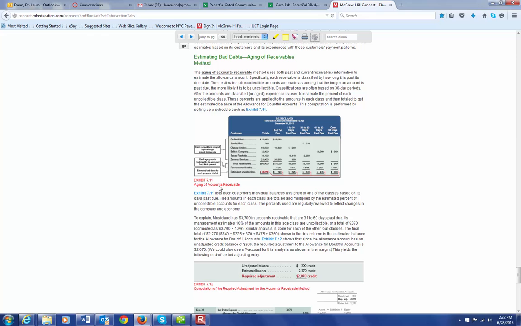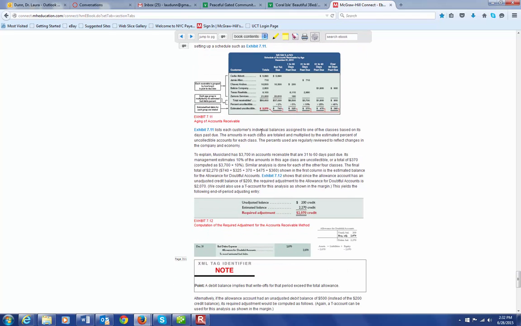And this particular method sets up a schedule, as you can see here in this paragraph, and that's what they're doing here. And they say, okay, well, these people, they're not even due yet, but our experience tells us that 2% of this will end up not being paid. And then as you get something being past due, if it's only 1 to 30 days, experience says that 5% of this will not be paid. But as you get older, it becomes less and less likely that these people are actually going to pay. And that's why the percentages go up here.